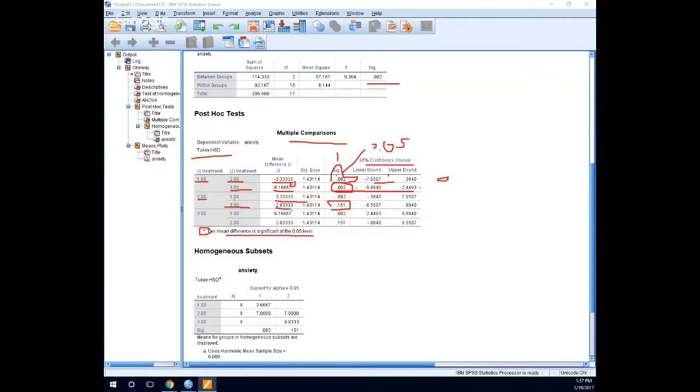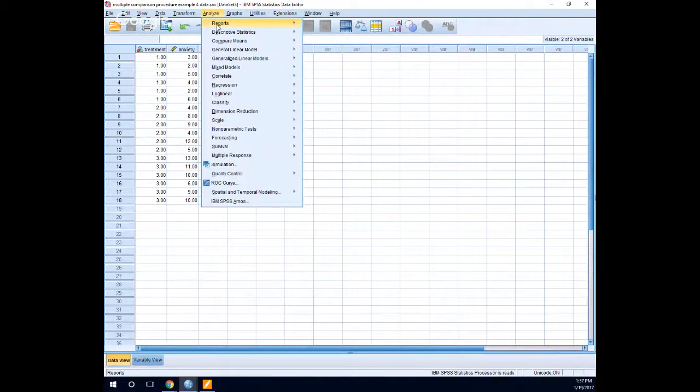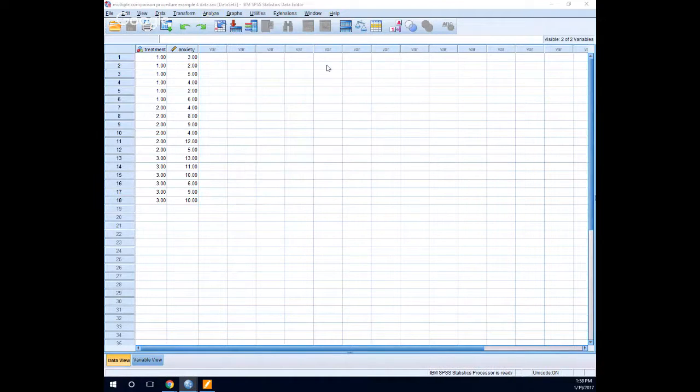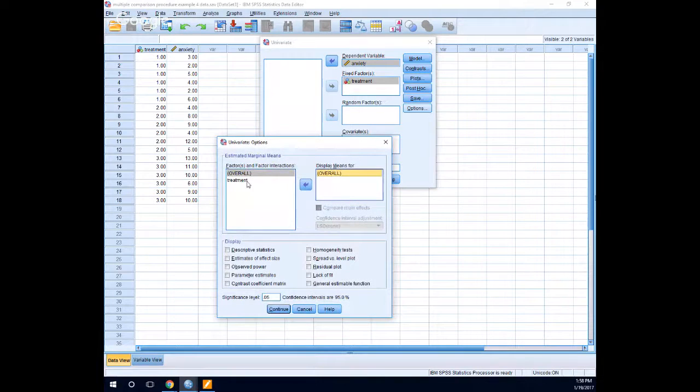So another possibility for running One-way ANOVA with Tukey's is kind of route 2, if you will. If you go to general linear model, univariate, then this box will pop up, and we just move our independent variable to the fixed factors box, and anxiety over to the dependent variable box. You can ask for all the usual suspects in terms of our options. We can ask for descriptives, effect size, power, homogeneity tests, and so forth.